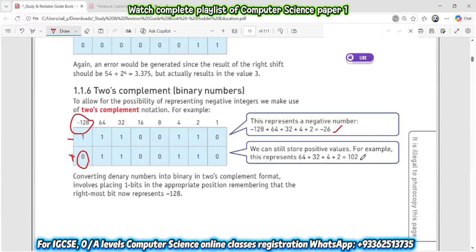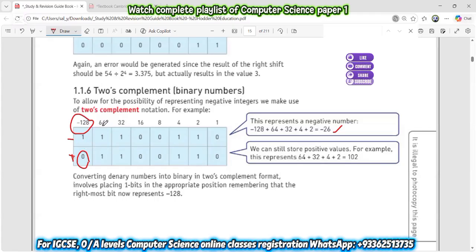I'm specifically telling you because this is what students normally make a mistake in. Be very clear. If they have given you any positive value and they are saying to store it in 2's complement, then you will assume that it is the same as normal denary to binary conversion, and you will simply do the same process as you are doing. You will simply put the 0 here and the rest of the process remains the same.